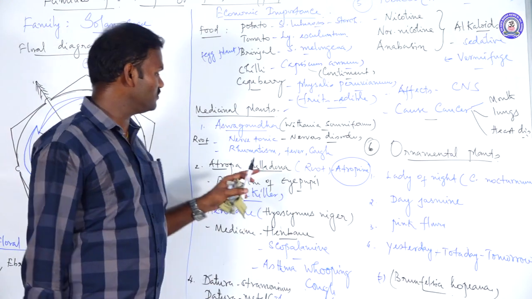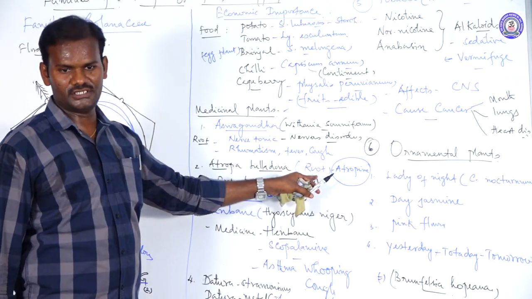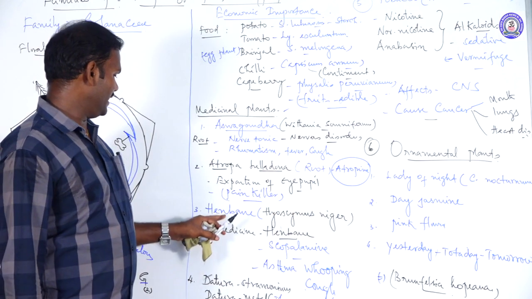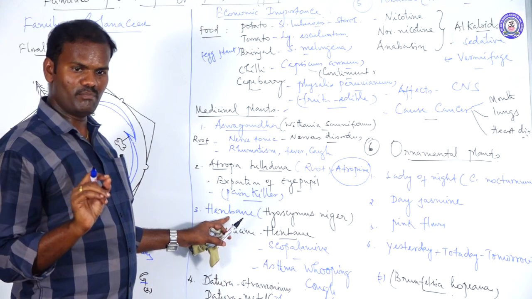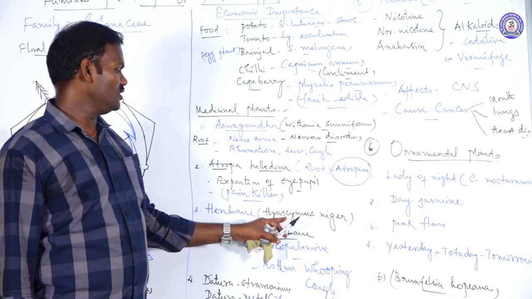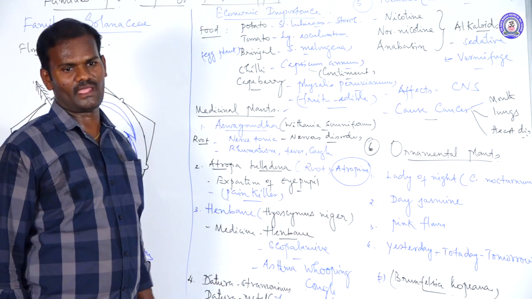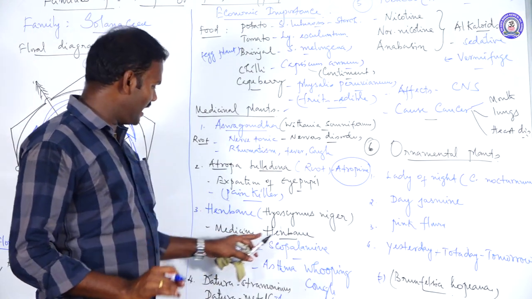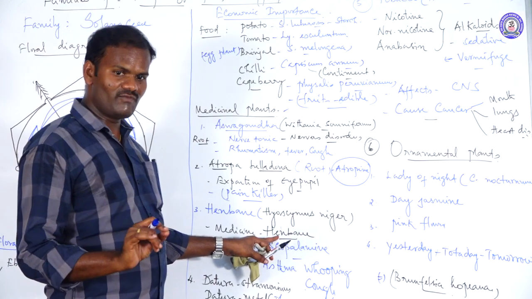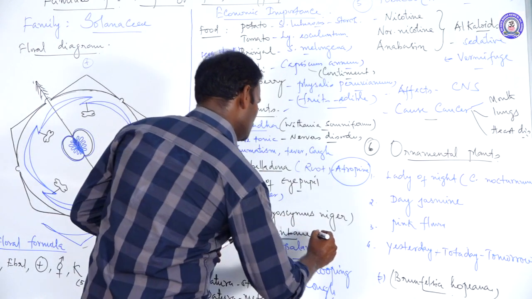Atropa belladonna, which parts are used? Root portions, extraction of root. Next, another plant, henbane. It is a common name. What's the binomial name? Hyoscyamus niger. And the medicine is called henbane, obtained from the dried leaves.